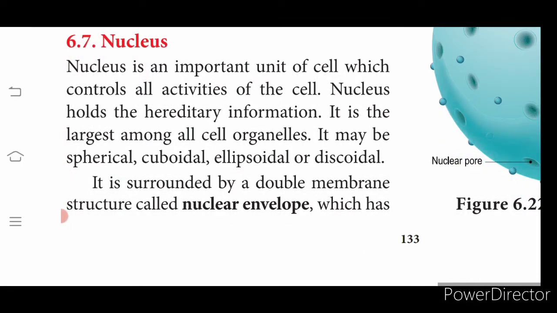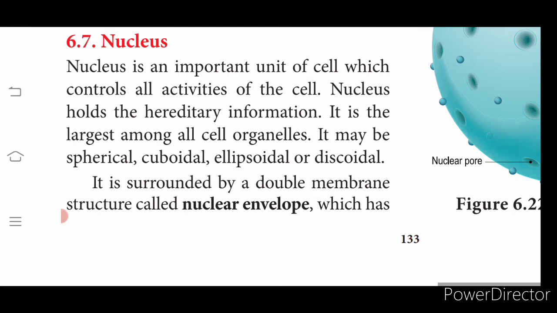Next, coming to the important part of the cell, the nucleus. The nucleus is an important unit of the cell which controls all the activities of the cell. The nucleus holds hereditary information. So where do we have hereditary information? It is present in the genes. Where is the gene present? The gene is present on the chromosome. Where is the chromosome present? It is formed from the chromatin reticulum. This chromatin reticulum is present in the nucleus. Do you follow? So the nucleus is having chromatin reticulum.